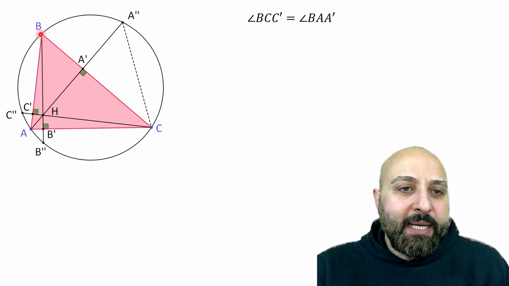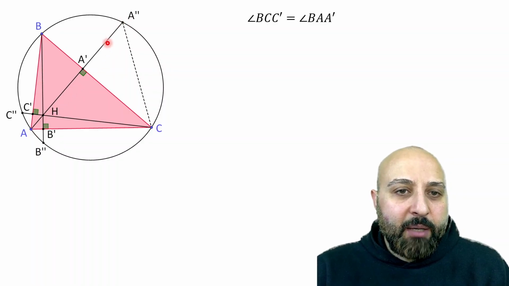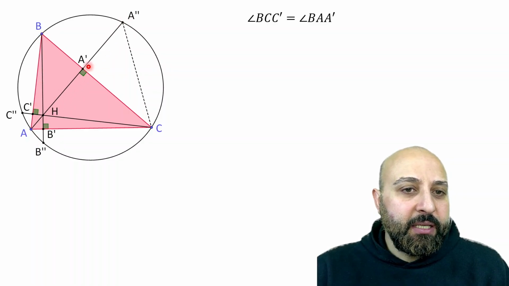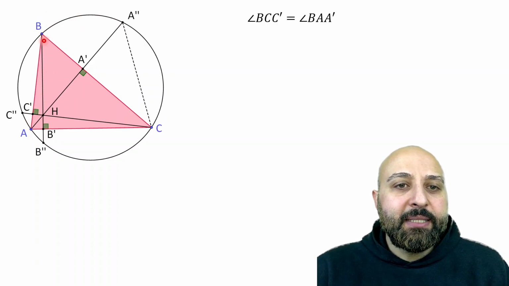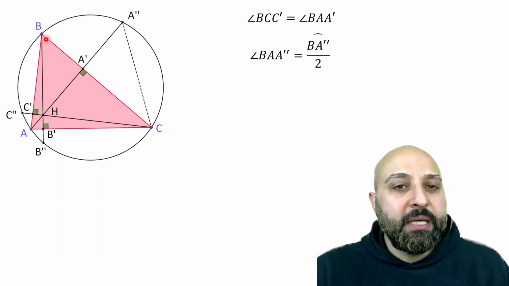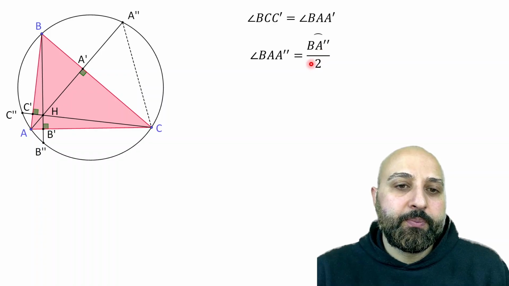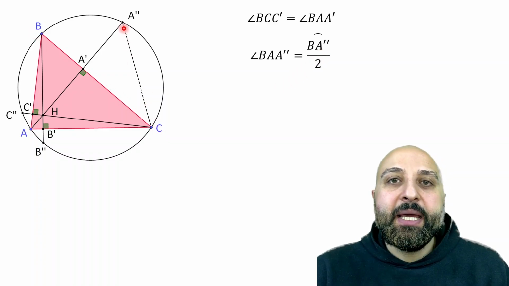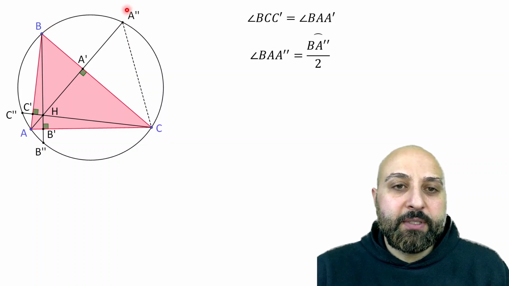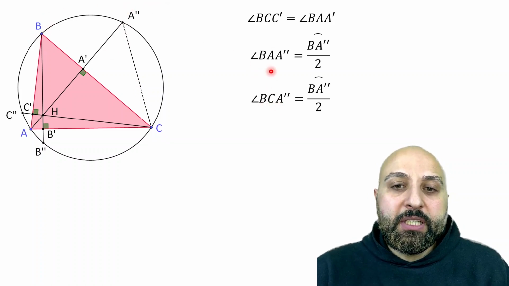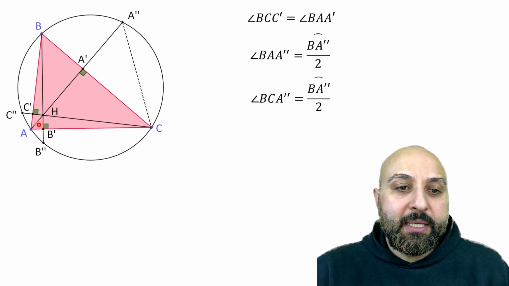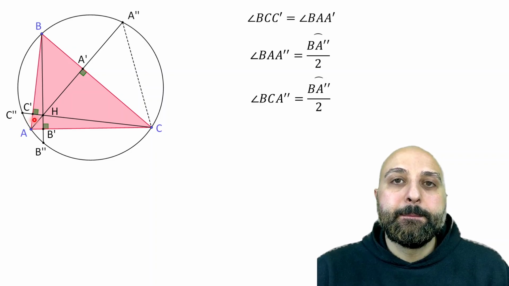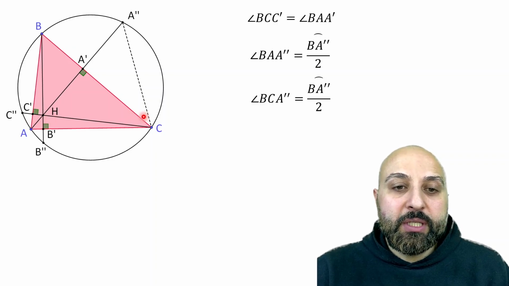Also, we notice that the angle BAA double prime, which is the same as BAA', is in front of this arc. So this angle is equal to the arc BA double prime divided by 2. If we look at this angle here, BCA double prime, this is also in front of the same arc. Therefore, these two angles are equal. But this angle itself is equal to this. Therefore, these two angles are equal.